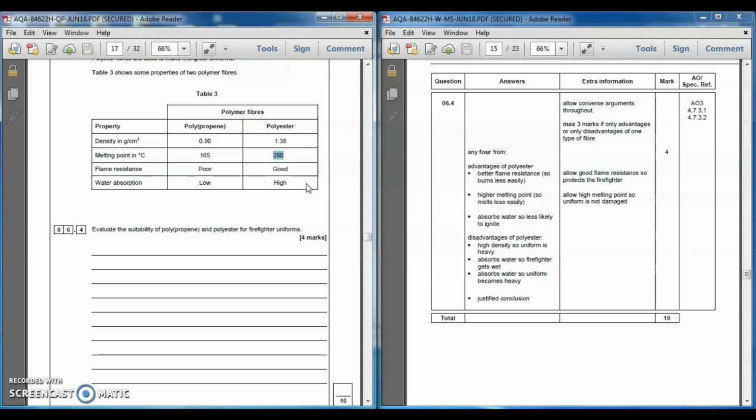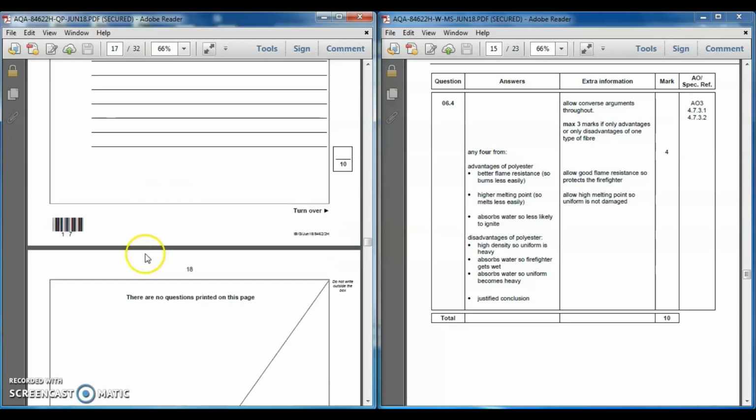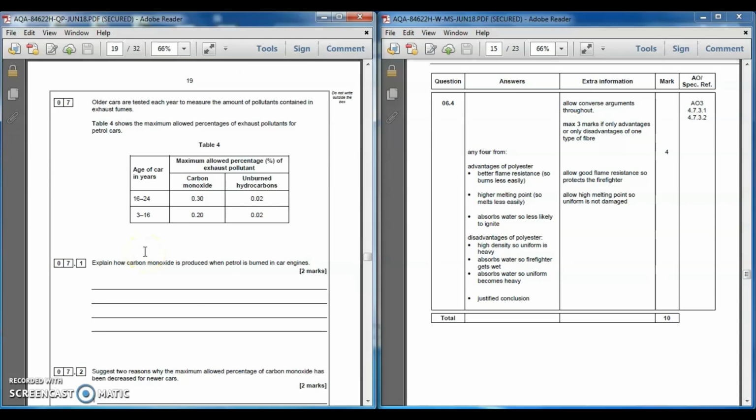And last of all, you need a justification, you need a conclusion. So your choice, which one is best and why, because look at that first word, it's an evaluate question. So if you only got 3, that might well be why. Okay? Aren't we racing through?